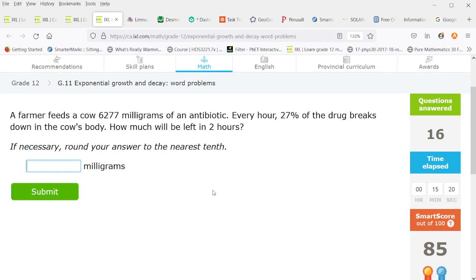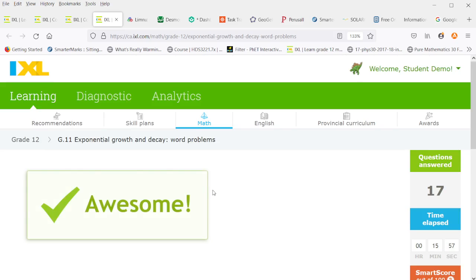A farmer feeds a cow 6,277 milligrams of an antibiotic. Every hour, 27% of the drug breaks down in the cow's body. How much will be left in 2 hours? So after each hour, we have 73% of the original remaining. And we always have to represent these as relative to the original. So when we're looking at percent decreases, it's 100 minus the 27. So this is 6277 times 0.73, raised to the exponent 2. So that's 3,345 milligrams after rounding.